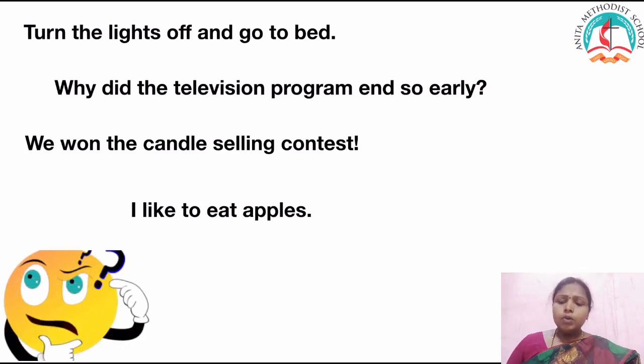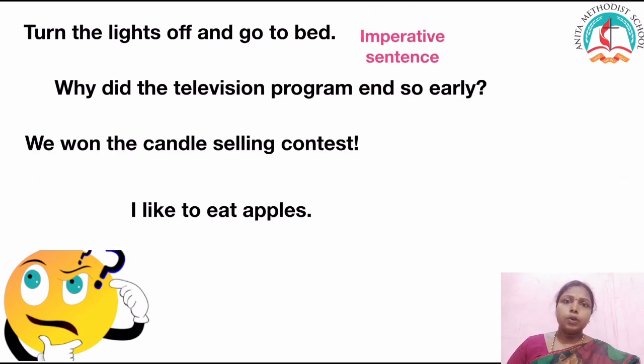Okay. Now let's move on to the exercise. I have given you a few example sentences. Now we are going to identify what type of sentence each one is. Let's see the first one. Turn the lights off and go to bed. What type of sentence is this? Turn the lights off and go to bed. Somebody is requesting, right? Commanding. So it is called an imperative sentence.